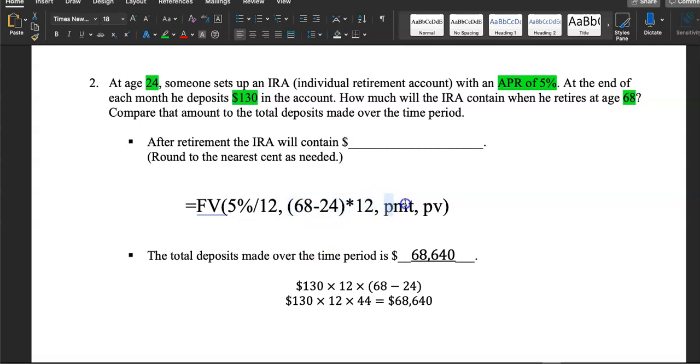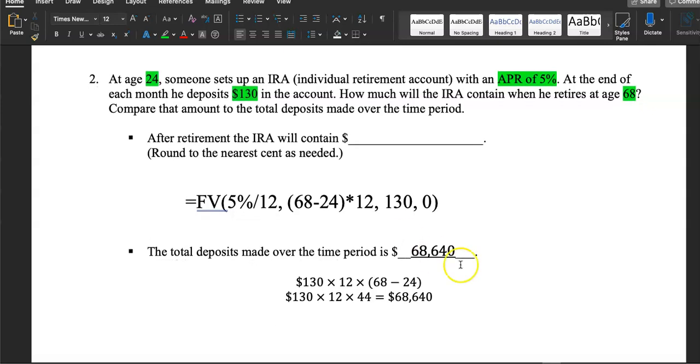All right, now what about the payment amount? He's depositing how much? $130 every month. And the present value of his IRA is 0. He doesn't have any money in his account right now. He's just starting, okay? So that's what I'm going to do. And we're going to see very good news for John, or what's his name? I don't know, for Sue maybe.